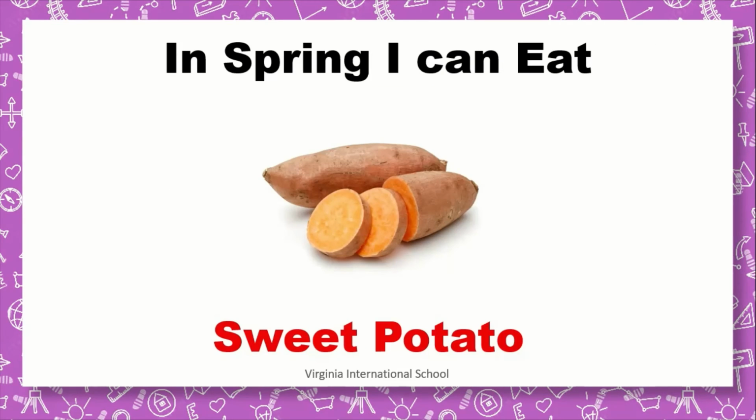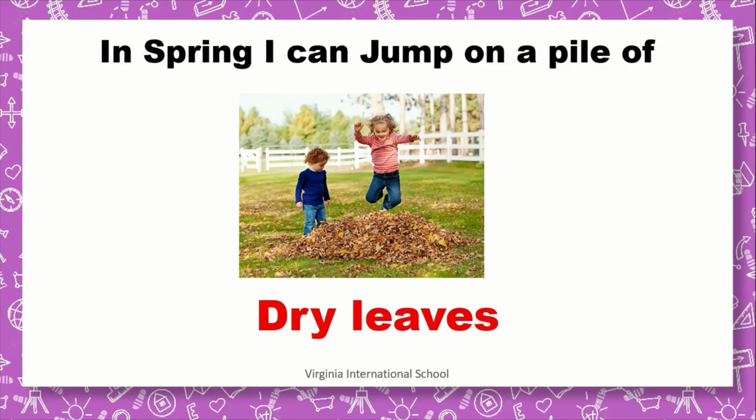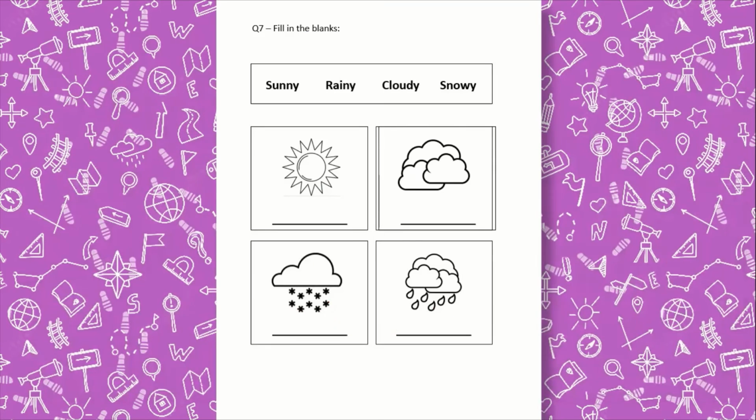In autumn, I can eat sweet potato. Sweet potato grows in autumn. I can also play and jump on a pile of dry leaves. This I can do in autumn, where the leaves fall and they turn brown, yellow, or red. Now let's solve this together.